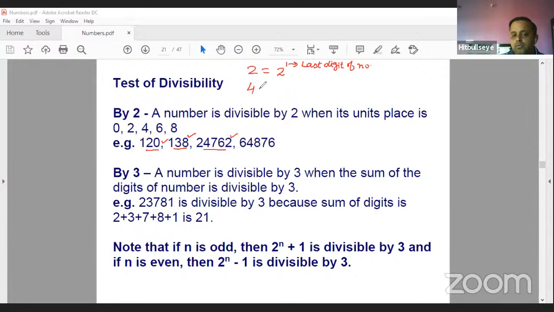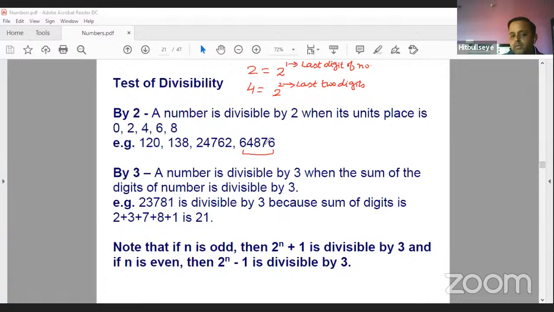Now, in the case of 4, 4 is 2 square. So when the power is 2, then we use the last two digits. We check the last two digits of the number. That means if the last two digits of the number are 0 or they are divisible by 4, then the number is also divisible by 4. For example, in this case, let's take this number.